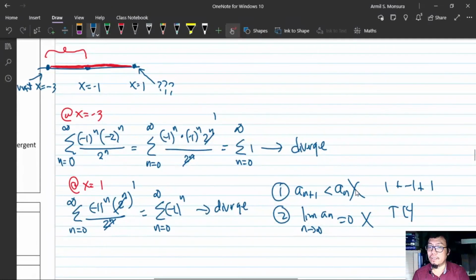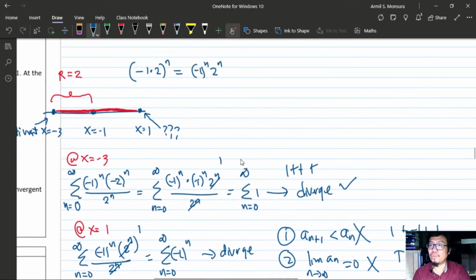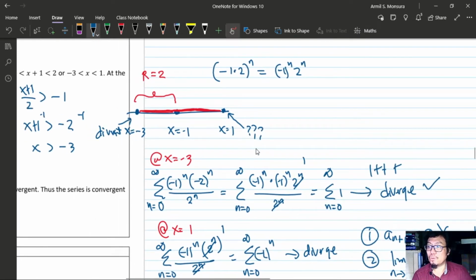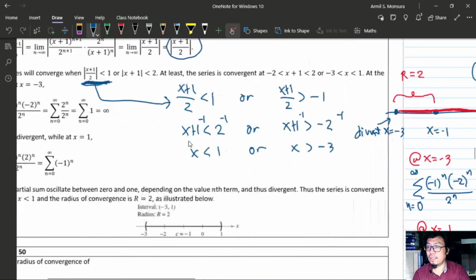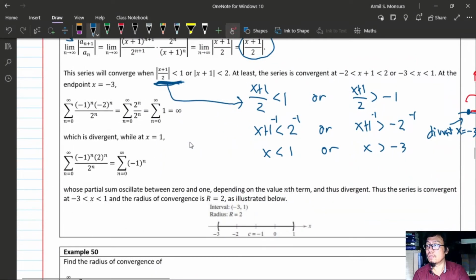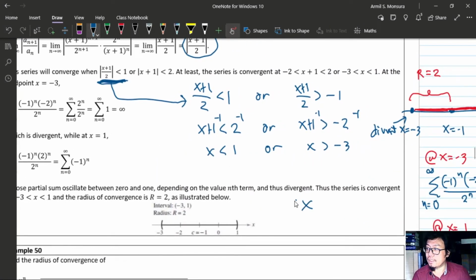I hope you know why this would diverge, because this is just simply 1 plus 1 plus 1 plus 1 plus 1 and so on. So it's an increasing sum. So therefore, this would diverge. At the endpoint x equals 1, we also know that this series would diverge. So it's divergent at both endpoints, which means that your series is only convergent at this interval from -3 to 1, excluding the -3 and 1 themselves.